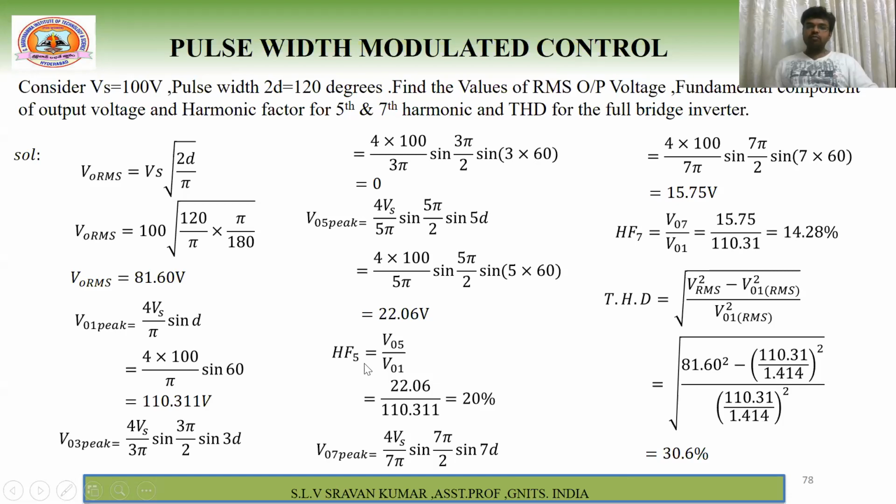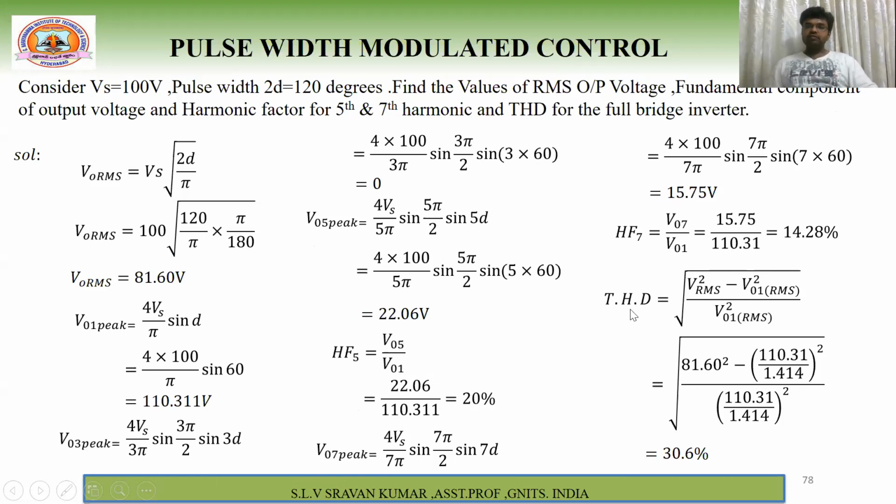Now for this, what is the harmonic factor? V05 divided by V01, and finally you will get 20%. Next, what is V07? In a similar fashion, as we found V05, for V07 you will get 15.75. And the harmonic factor is again 14.28. So please remember, this is 20% and this is 14.28. In the simulation we will see clearly.